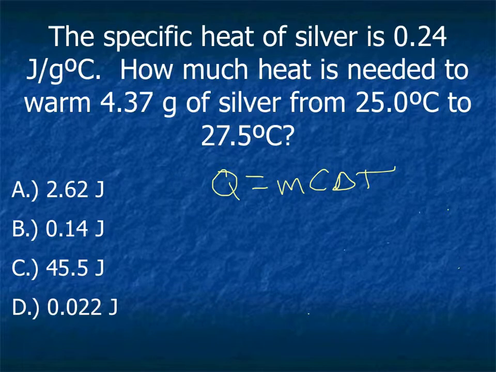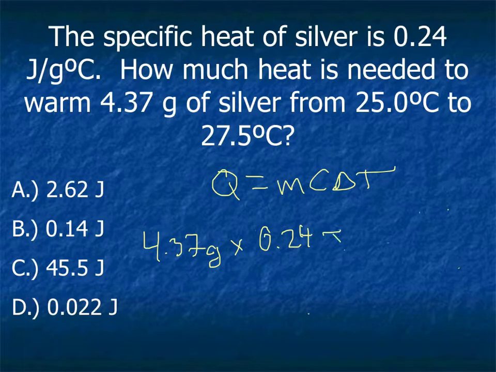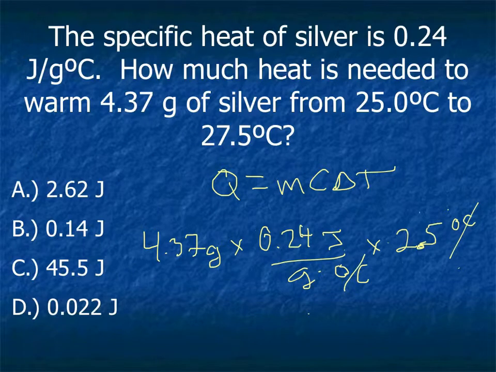We're looking for Q. Our mass was 4.37 grams times our specific heat, which is 0.24 joules per gram degree C, times what we said was 2.5 degrees C. So our units will cancel. Then we have 0.24, which is roughly a quarter, times 2.5, so that would be 0.75, right?